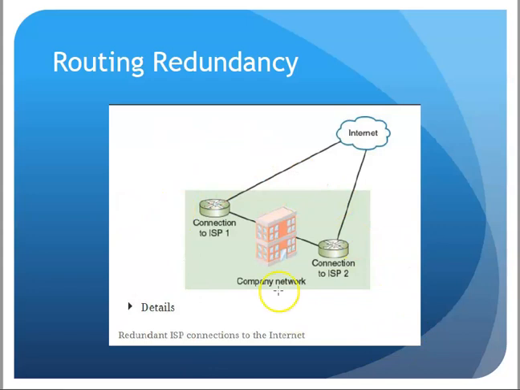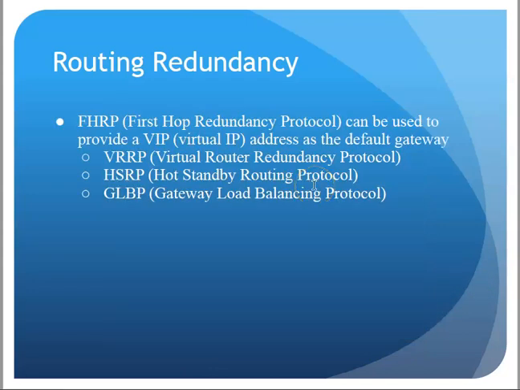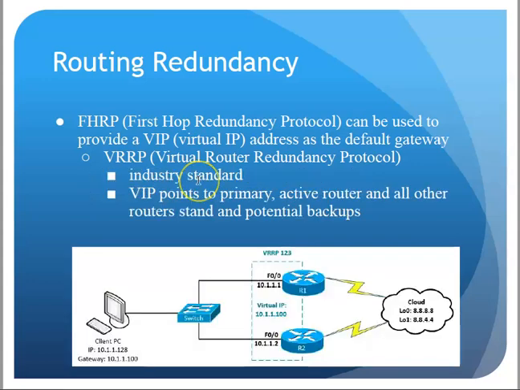Where I would typically see this is having more than one ISP connection for a company. So if I have more than one ISP connection, I need a protocol working between the routers to make them work in tandem. And I would run into these: Virtual Router Redundancy Protocol, Hot Standby Routing Protocol, or Gateway Load Balancing Protocol. Let's take a look at each real quickly.